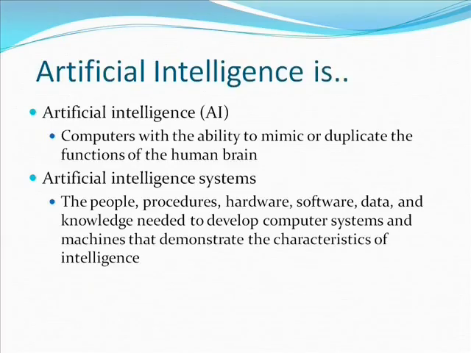Let's learn about artificial intelligence further. Artificial intelligence, or AI: computers with the ability to mimic or duplicate the functions of the human brain. Let's see what artificial intelligence systems mean. The people, procedures, hardware, software, data, and knowledge needed to develop computer systems and machines that demonstrate the characteristics of intelligence.